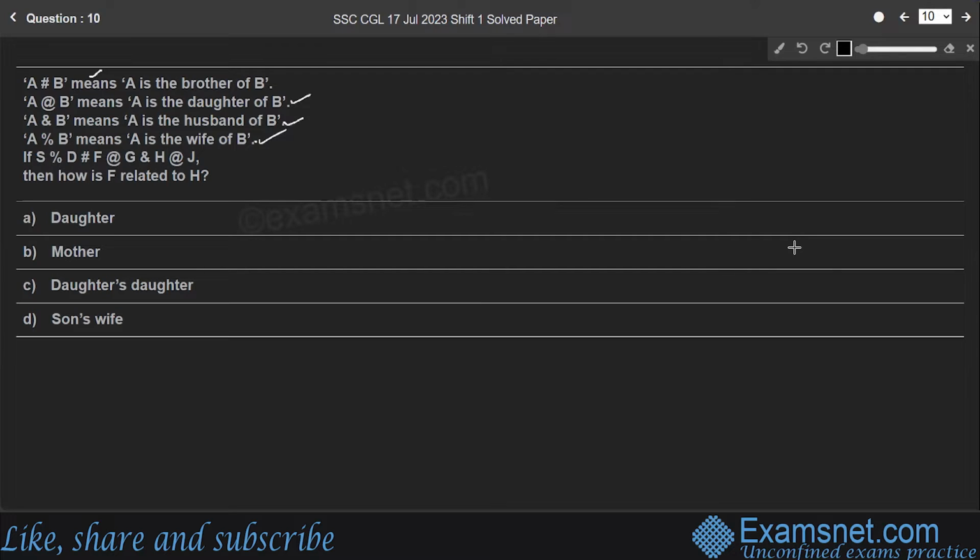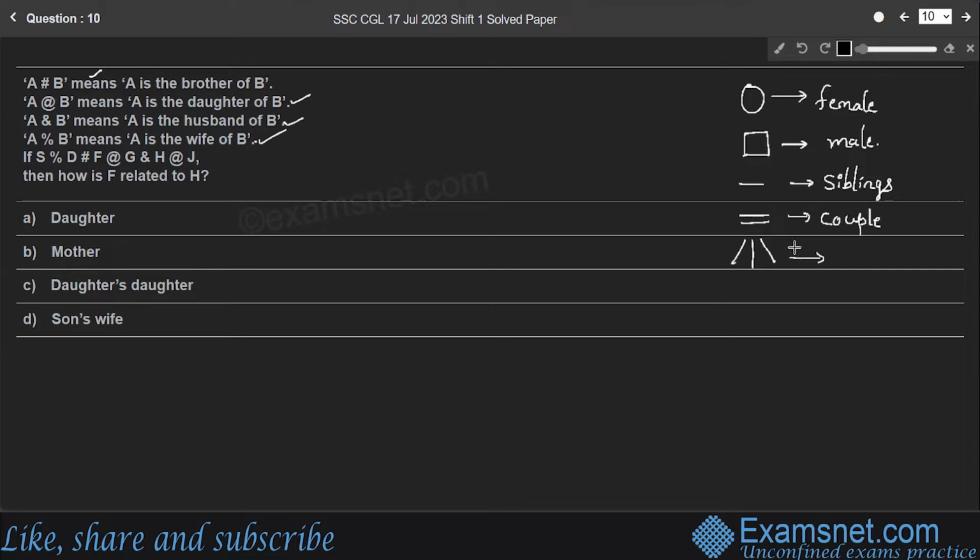So for that, let us use a circular symbol for all females and a square symbol for all males, and a horizontal line for siblings, and double horizontal lines or parallel lines for a married couple, and a vertical line or slightly slanted lines, right? So both are acceptable for difference of generation.